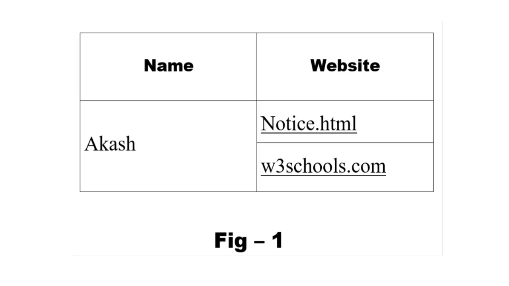See here, you can see this one is our output. Today we will solve this output, how to write HTML to show this output. Okay, so see here, this is your question and this one is the output, an HTML table output.